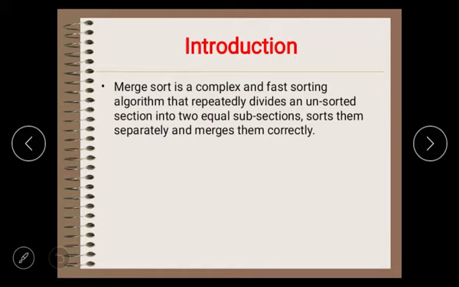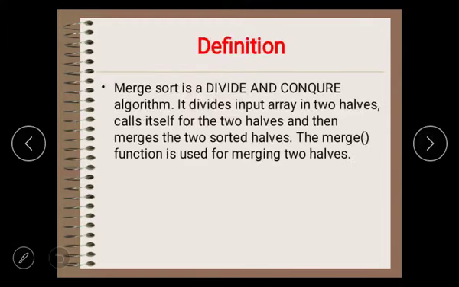Merge sort is a fast sorting algorithm that repeatedly divides an unsorted section into two equal subsections, sorts them separately, and merges them correctly. So let's see the definition of merge sort. Merge sort is a divide and conquer algorithm. It divides the input array into two halves, calls itself for the two halves, and then merges the two sorted halves using the merge function. There are mainly three steps involved: divide, conquer and combine.